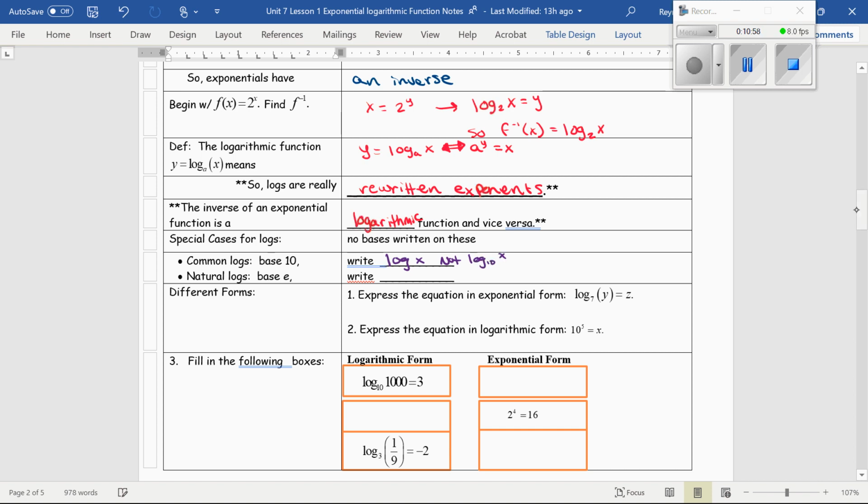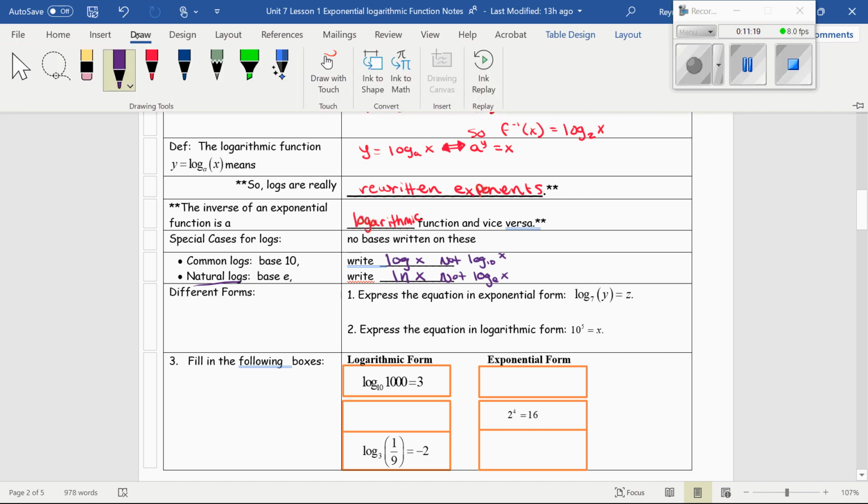For a natural log, that's also a button on your calculator. You're not going to write it as log base e of x. You're going to write it as the natural log of x. So this is what it means, and this is how we notate it. Being able to switch from one form to the other.